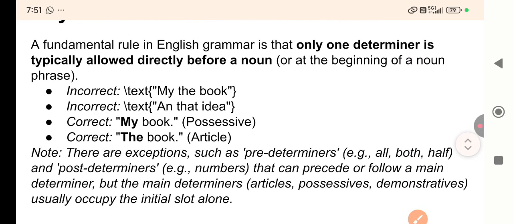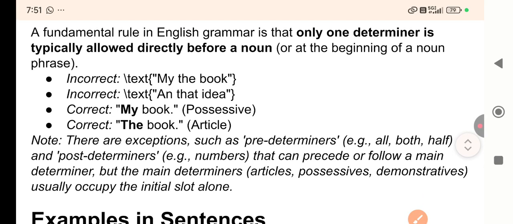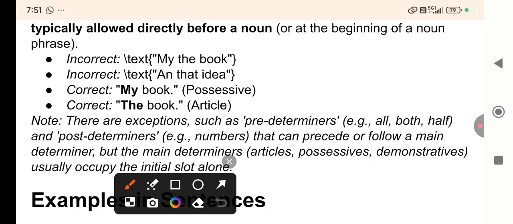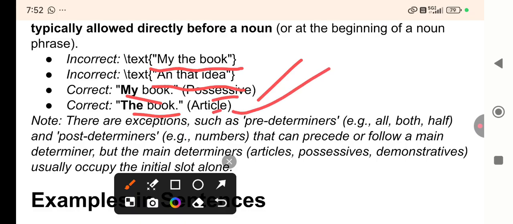So the fundamental rule in English grammar is that only one determiner is typically allowed directly before a noun, means one determiner, one noun, or at the beginning of a noun phrase, right? So that comes before a noun or noun phrase. So what is incorrect? "My the book." Of course, nobody speaks like this. And so correct is "my book" and "the book." My book has a determiner and the book has a determiner. That's a possessive, that's an article.